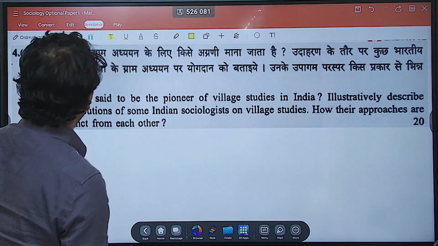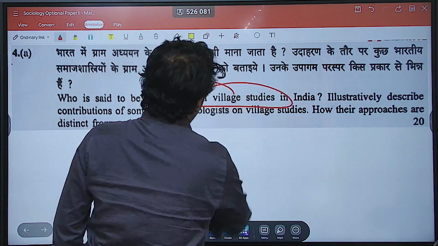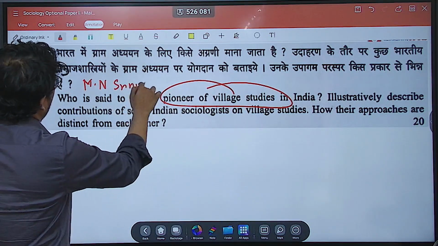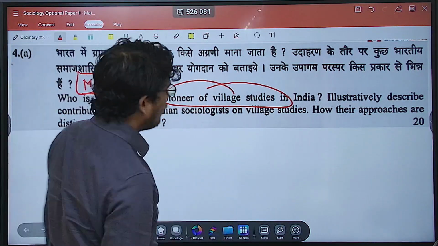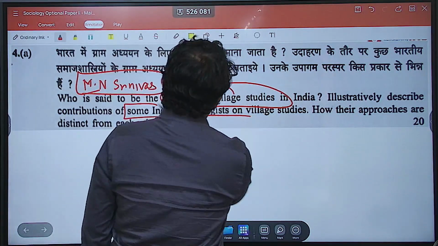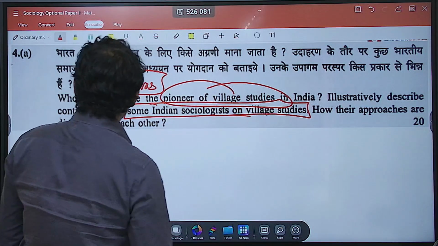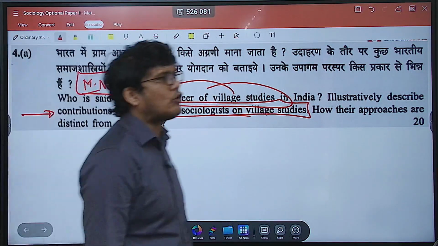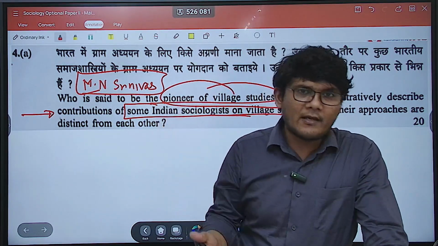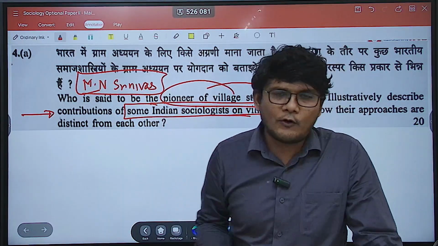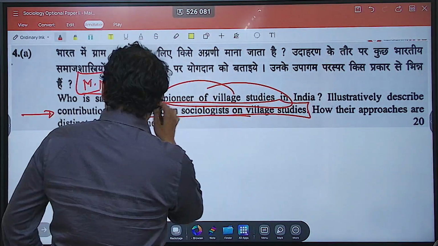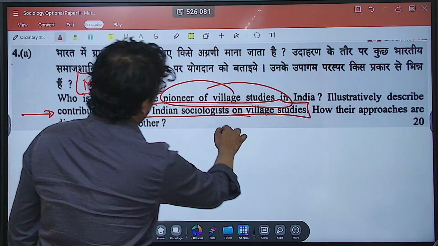Let's move ahead with respect to the next question. Who is said to be the pioneer of village studies in India? Now the pioneer is M.N. Srinivas. This is a factual thing which you should know anyhow. When we do this chapter, you will be knowing it. Illustratively, describe the contributions of some Indian sociologists on village studies. So we have to describe the contributions of certain Indian sociologists. You can take the help of M.N. Srinivas as well. In addition to M.N. Srinivas, S.C. Dubey, then you have A.R. Desai, and so on and so forth. You utilize these three or four sociologists to describe their contribution with respect to village studies in India.